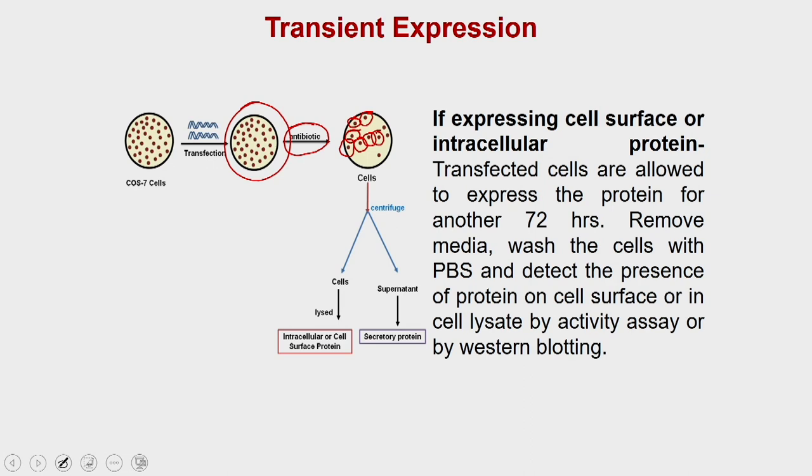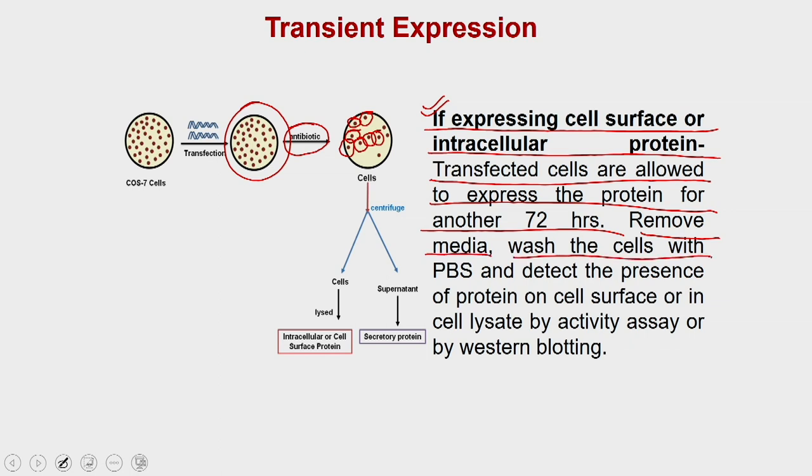So imagine that the protein is present on the cell surface or is an intracellular protein, which means that the protein is associated with the cellular fractions. In that case, the transfected cells are allowed to express the protein for another 72 hours, remove media, and then wash the cells with PBS and detect the presence of protein on the cell surface or in cell lysate by activity assay or Western blotting.